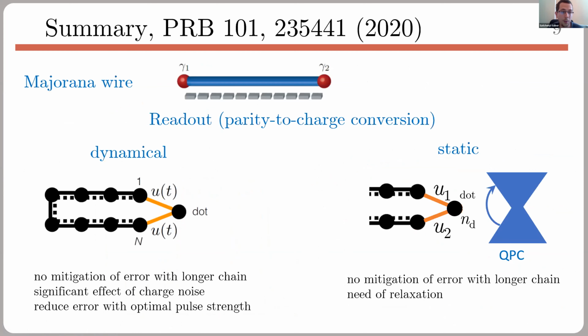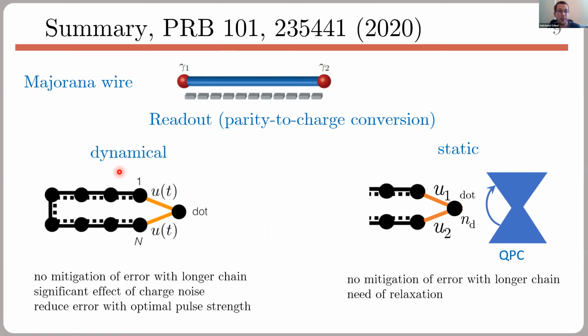Okay, so finally, I would like to summarize this work. I talked about the Majorana wire and how we can read out the parity information of this Majorana wire. The basic concept was parity to charge conversion. So we convert the parity information of the Majorana to charge information of a dot.